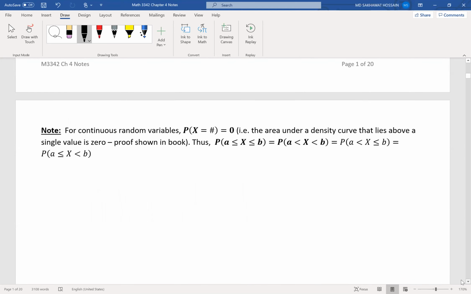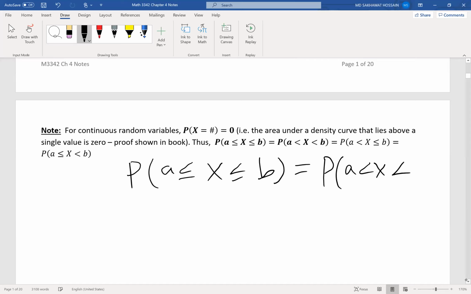Okay, so we already discussed this part. For continuous random variables, the probability that x is equal to any number is always 0. If you consider x equal to a certain number, then this probability will be 0. So now the probability between two values of x, x greater than or equal to a, less than or equal to b, is the same as the other one. They are the same. Why are they the same in this case? Because we already know that.